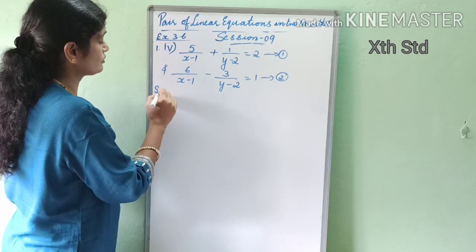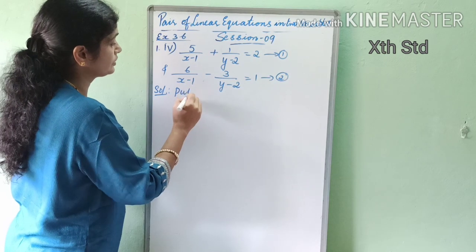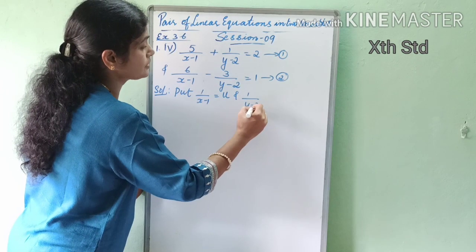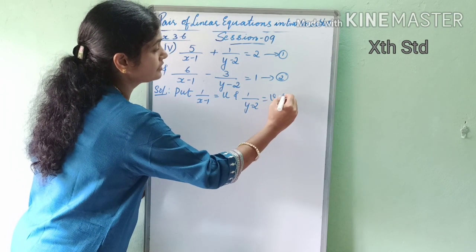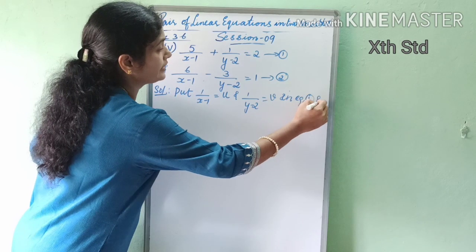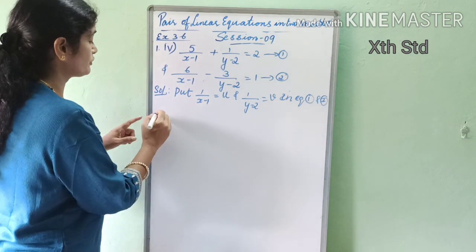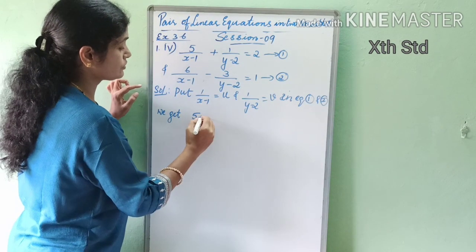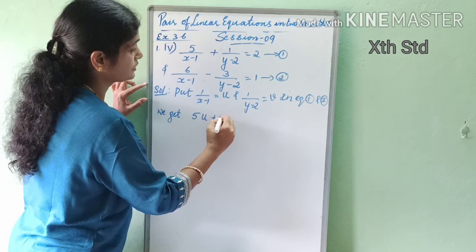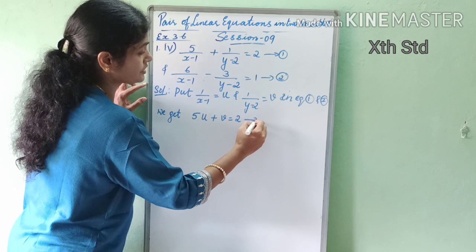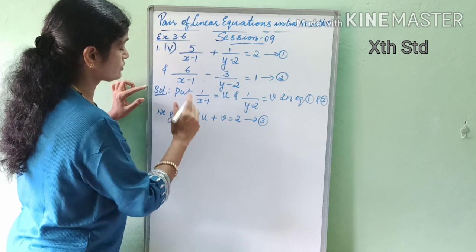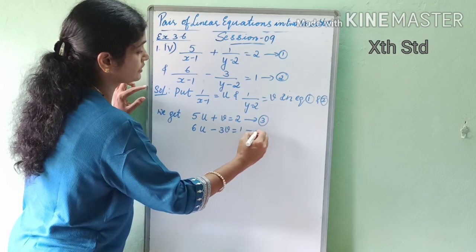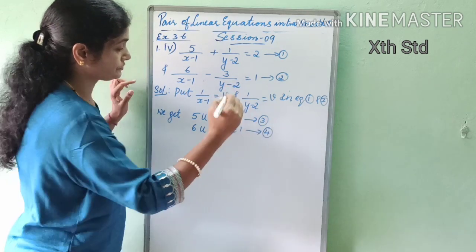So, solution: put 1 by x minus 1 equal to u and 1 by y minus 2 equal to v in equation 1 and equation 2. Then what do we get? 5 into 1 by x minus 1 is u, so 5u plus v equal to 2. This we will call equation 3. Then the next one, 6u minus 3v equal to 1. This is equation 4. Right.